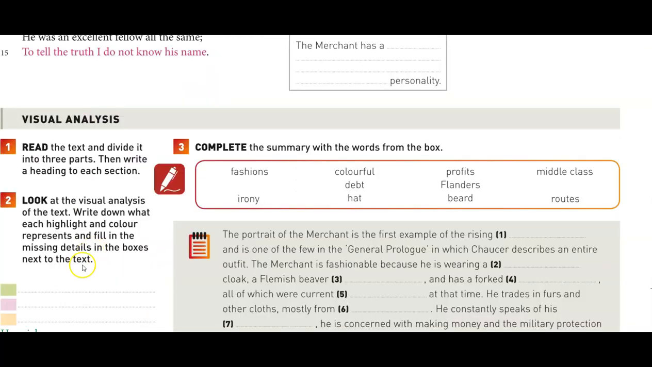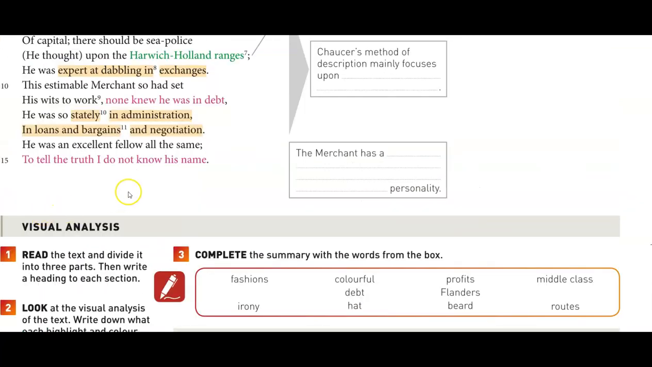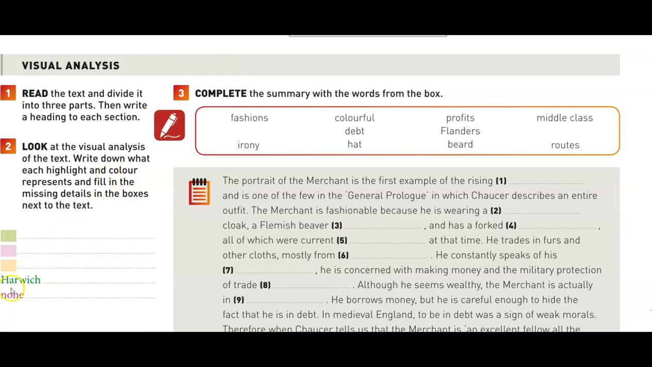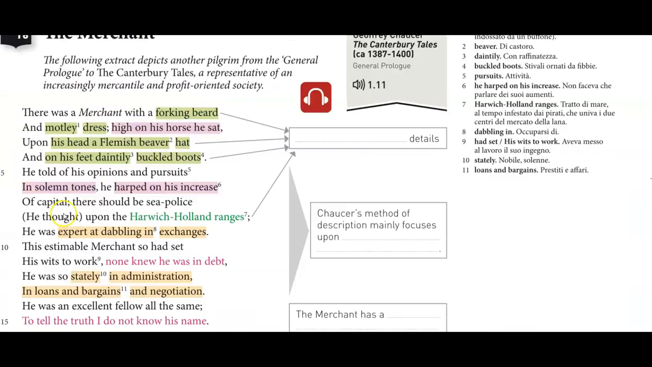Then you have the orange one, and the orange words are: expert, dabbling in exchanges, steadily in administration, in loans and bargains and negotiation. So these are his skills, all the merchant's skills. Then we have the green words: Harwich, Holland ranges. These are historical details.